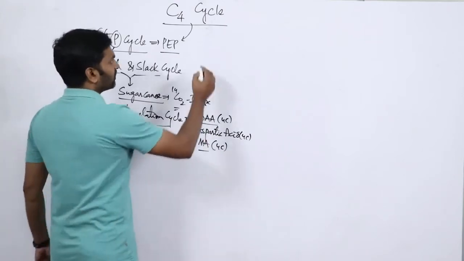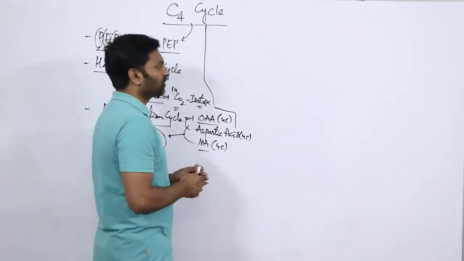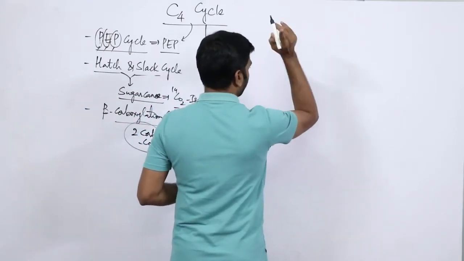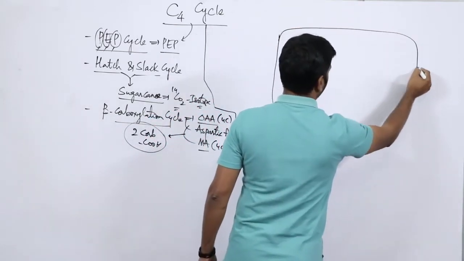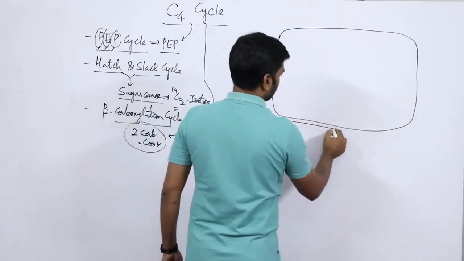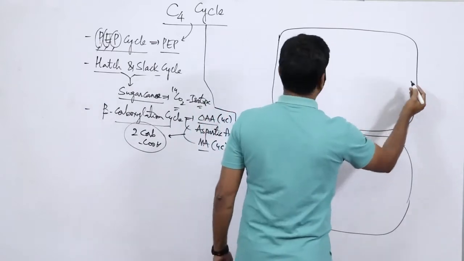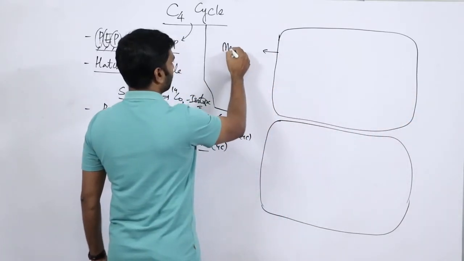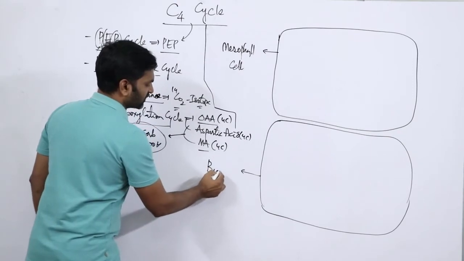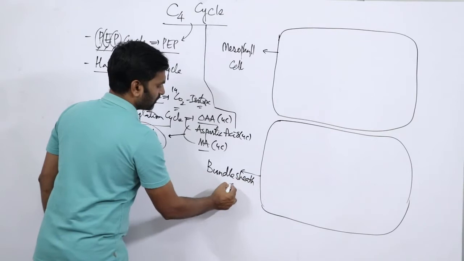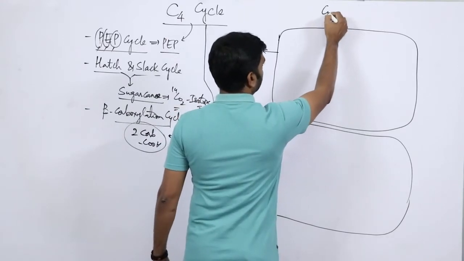Now, how is this C4 cycle represented in the form of a diagram? Just have a look. I have already told you how the mesophyll cell and the bundle sheath cell look like. These two are the cells. This is the mesophyll cell. This is the bundle sheath cell.